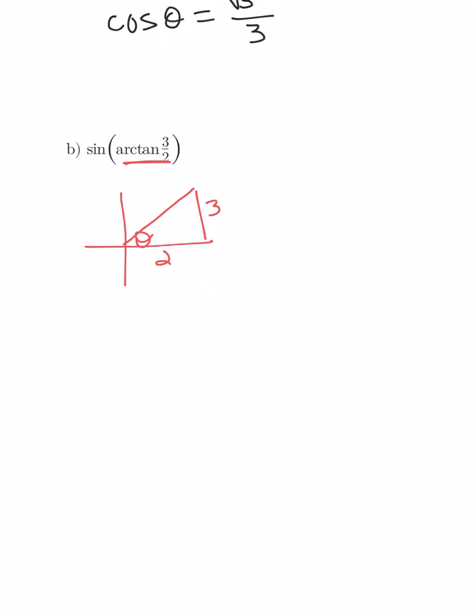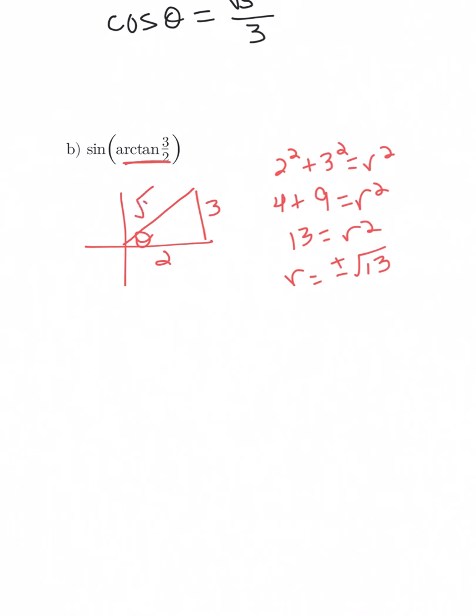Now we need to do the Pythagorean theorem to find the r value. So 2 squared plus 3 squared has to equal r squared. 4 plus 9 equals r squared, so 13 equals r squared. Technically, r is plus or minus the square root of 13, but remember, r is always positive. So r is the square root of 13.